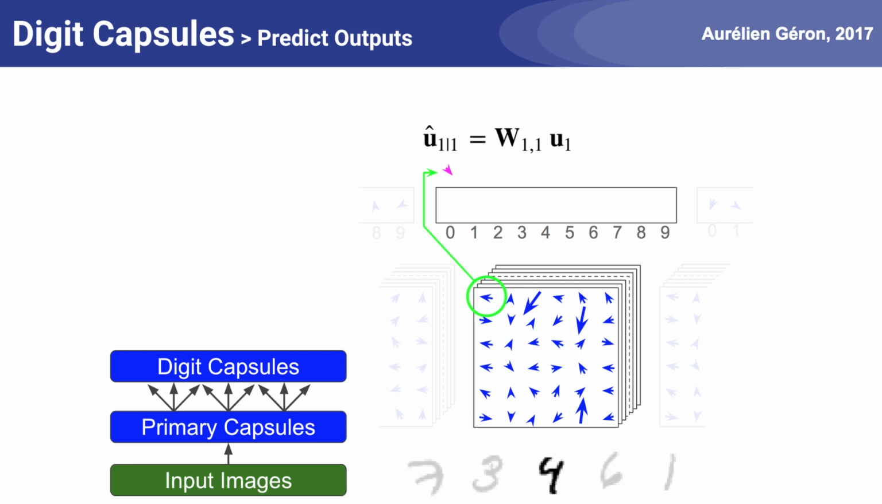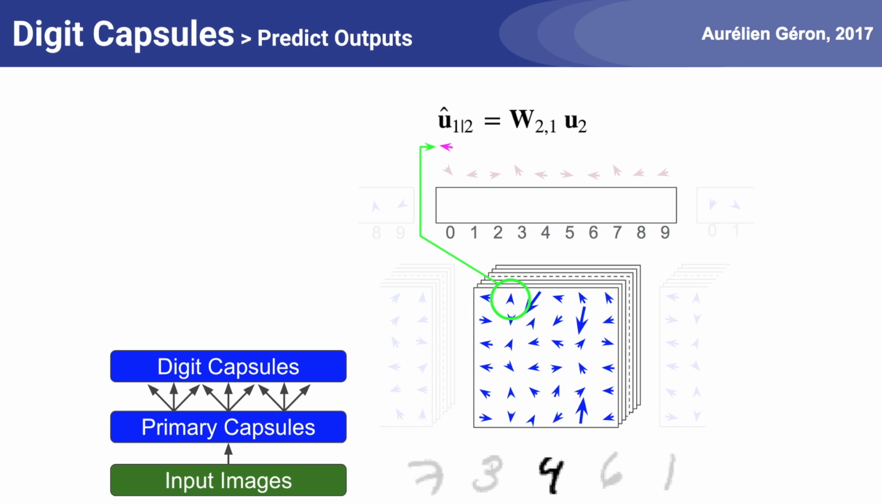This gives us U hat 11, which is the predicted output of the first digit capsule based on the output of the first primary capsule. Since the primary capsules output 8-dimensional vectors and the digit capsules output 16-dimensional vectors, the transformation matrix W11 must be a 16x8 matrix. Next, we try to predict the output of the second digit capsule, still based on the output of the first primary capsule. Note that we are using a different transformation matrix, W12. And we do the same for the third capsule, using W13, and so on for all the digit capsules.